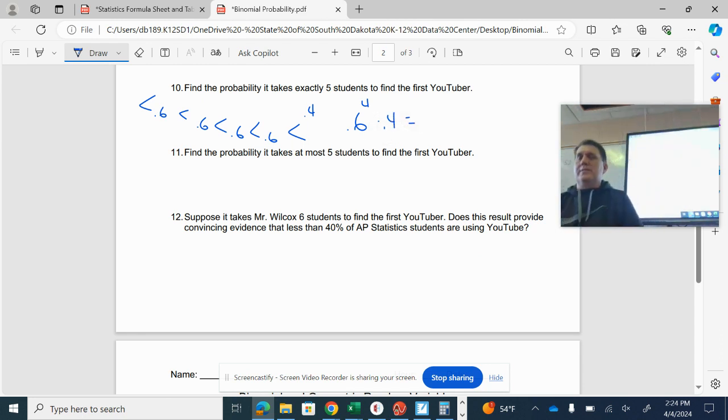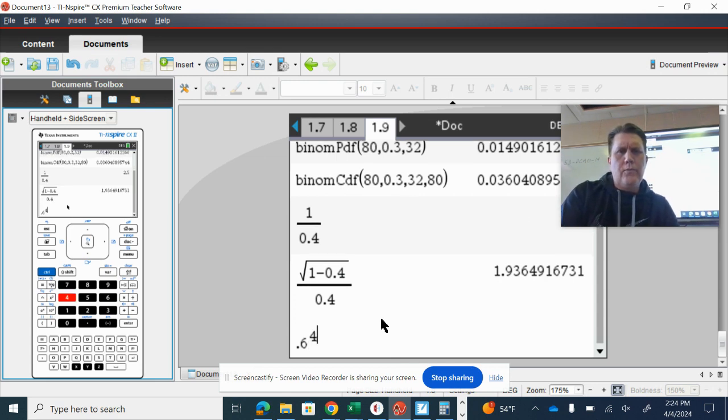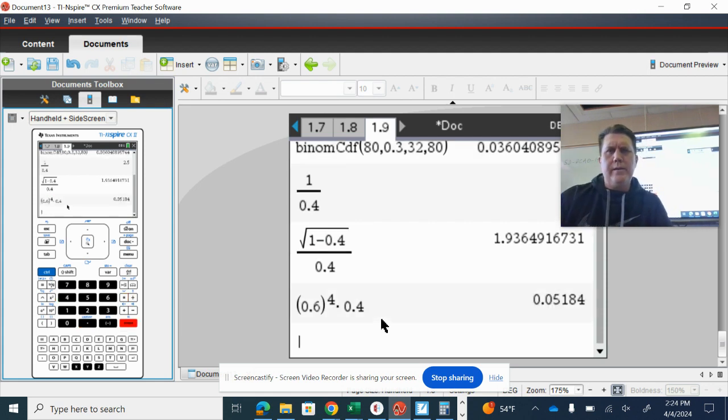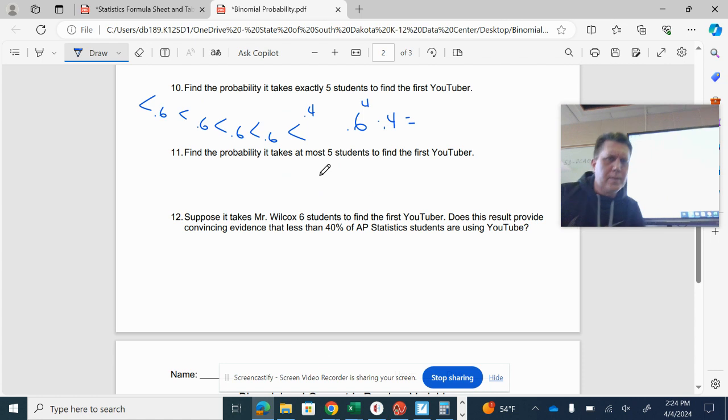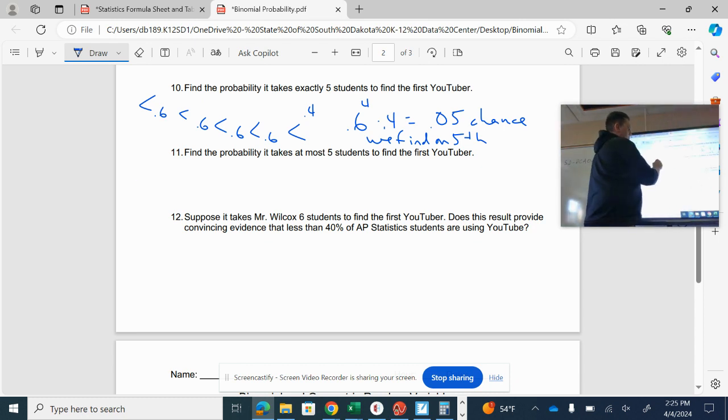If you were asked this question, I would put the context down and get that down on there. So 0.6 to the 4 times 0.4, we get about 5% chance we find it on the 5th. What's the probability it takes at most 5? So it could take 1, 2, 3, 4, 5.